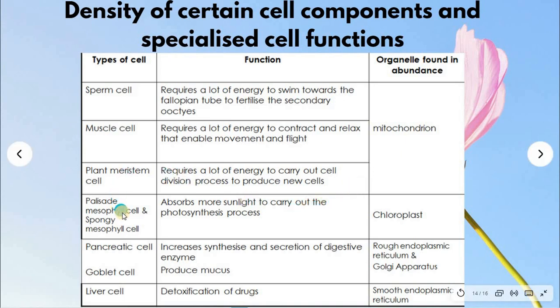Okay, now we go to the palisade mesophyll cell and spongy mesophyll cell. They contain a lot of chloroplast. The organelle found in abundance is chloroplast. Why? Because of the function to absorb more sunlight to carry out the photosynthesis process. Okay, so that is referred to the palisade mesophyll cell and spongy mesophyll cell. Okay, now we go to the pancreatic cell and goblet cell.